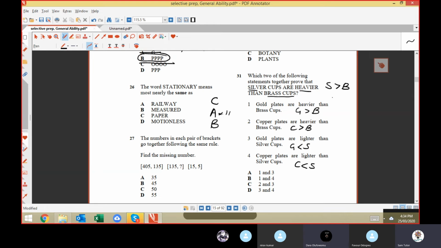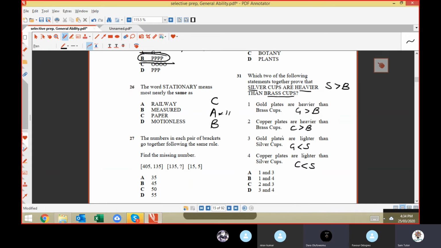Okay, and we want to say that silver must be bigger than brass. I think I know my answer. Let's have a look at this together. It actually might be D. Let's have a look. Don't worry, I'll do it now. It's not D. But let's see.